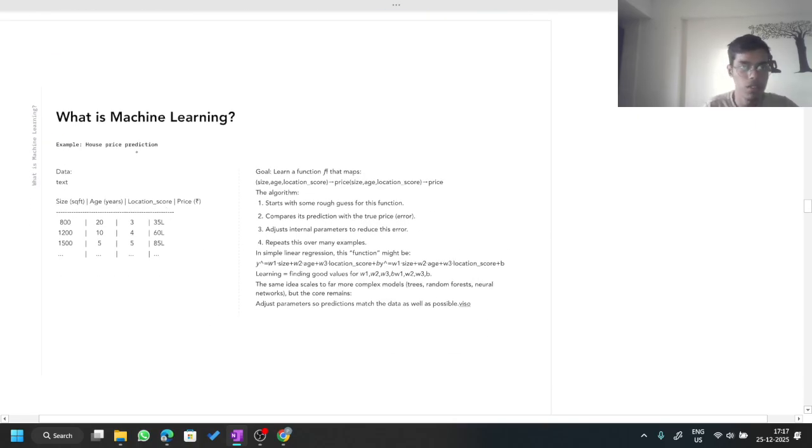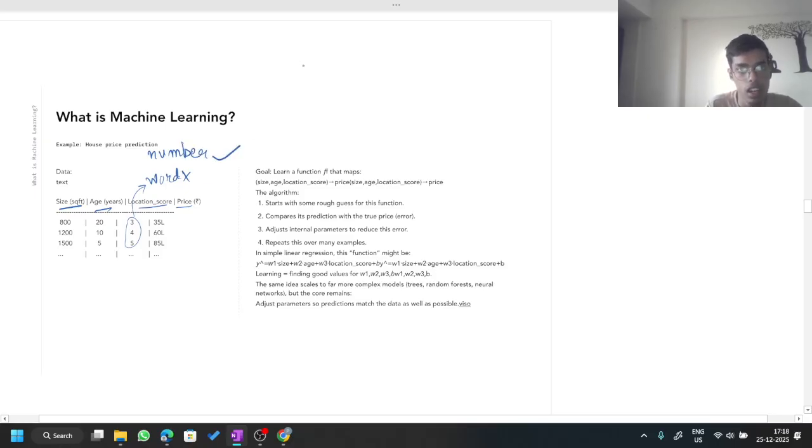The simplest example which you will solve whenever you are learning about machine learning is house price prediction, where the size of the house is given in square feet, age, location, price, and all. And note that we don't pass the location as words. We pass it as numbers which the computer can easily understand.